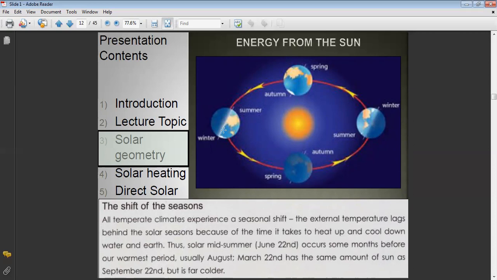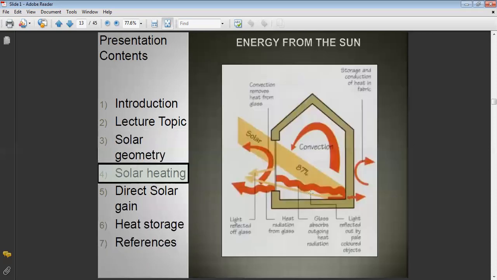The external temperature lags behind the solar seasons because of the time it takes to heat up and cool down water and earth. The solar midsummer, the 22nd of June, occurs some months before our warmest period, usually in August. March 22nd has the same amount of sun as September 22nd, but is far colder comparatively.